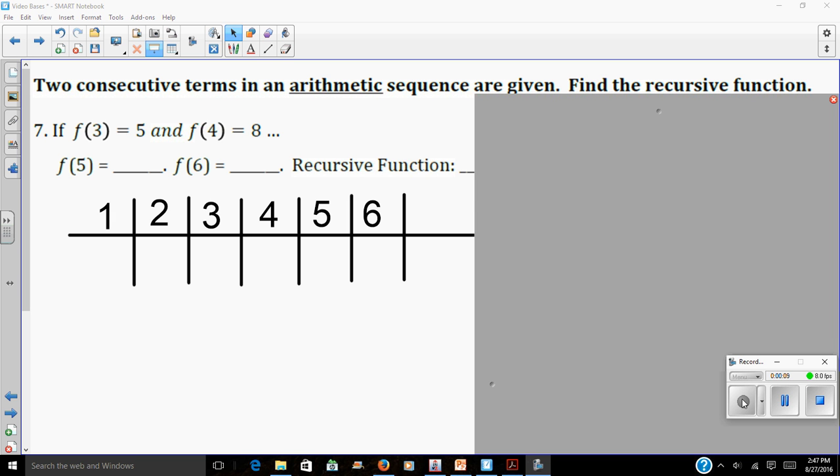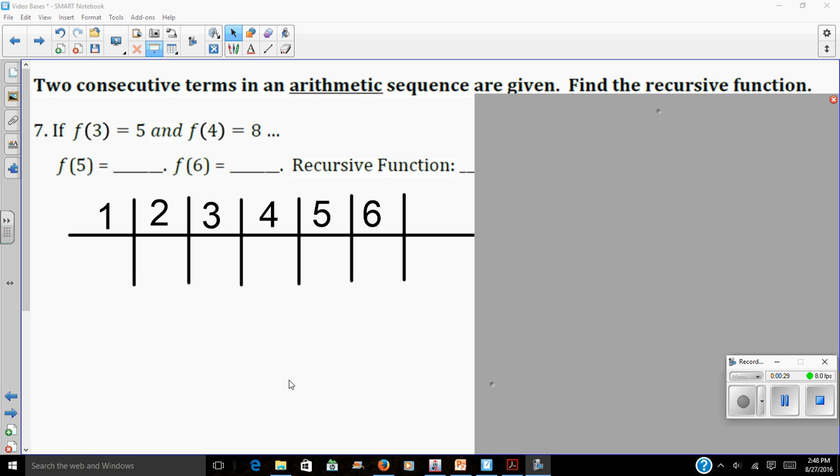This is problem number 7 in your homework, and the instructions are asking us to find, you are given two consecutive terms in an arithmetic sequence, and it's your job to find the recursive function and to also find two of the missing terms. We're looking for f of 5 and f of 6 in this instance.